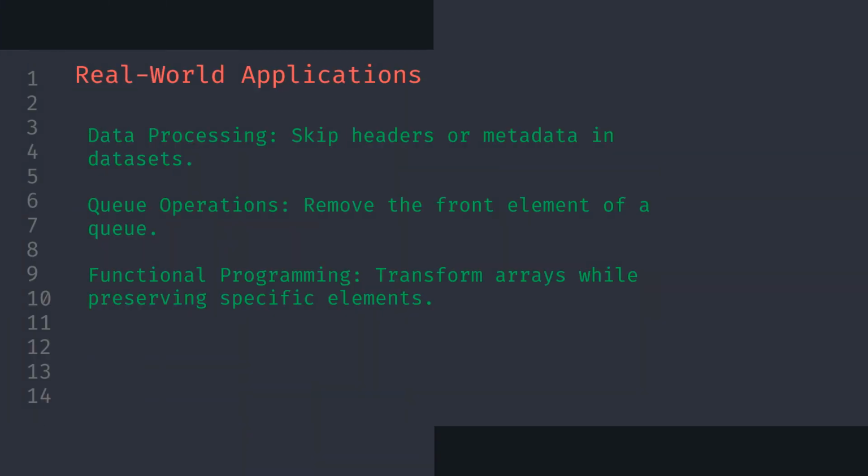This function has several practical applications. It is useful for skipping headers or metadata in datasets. It can be used in queue operations where the front element needs to be removed. It is handy in functional programming when transforming arrays while preserving specific elements.